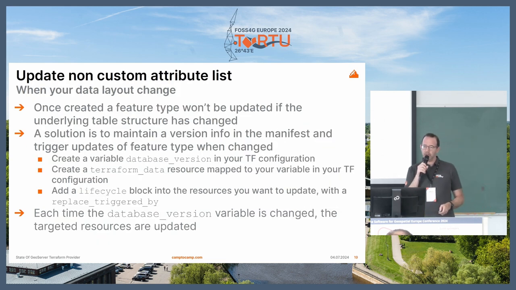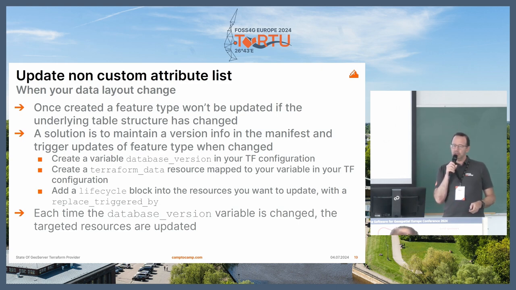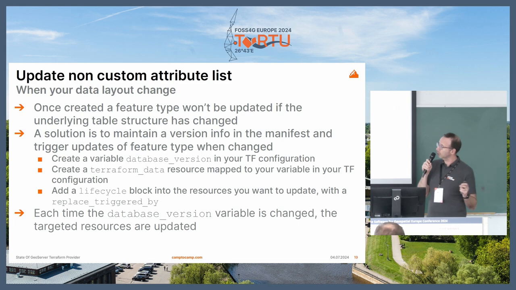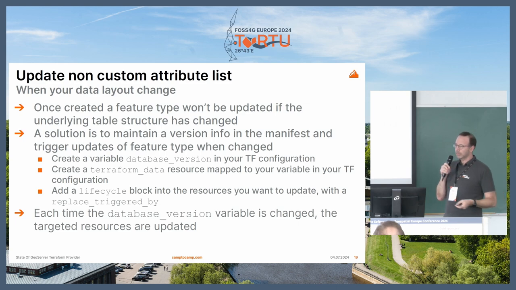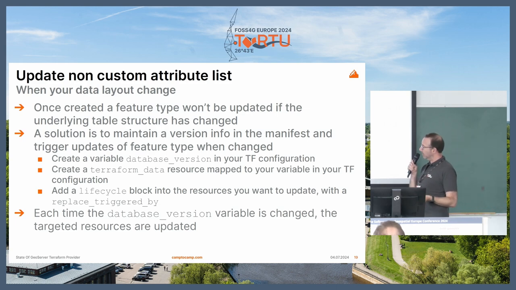But it brings another issue. If we use the automatic attribute list mode, Terraform won't tell GeoServer to update the attribute list if the database has changed, for example. So for us, it was a kind of problem.